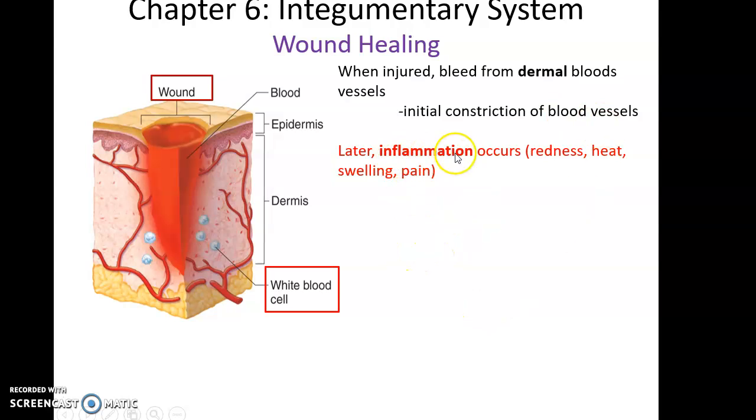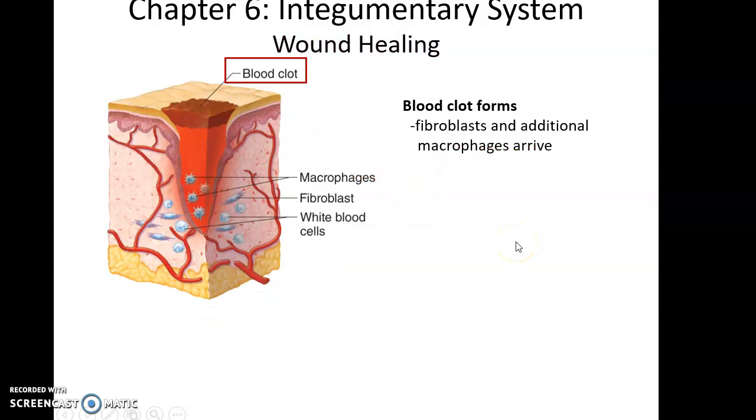Then after that, inflammation develops. Inflammation, which leads to redness, increased temperature in that area, swelling, and pain. Pain to remind you you're hurt. Inflammation actually means more blood is flowing to the area, causing the redness, bringing the heat, causing the swelling. And that is important because that brings the white blood cells.